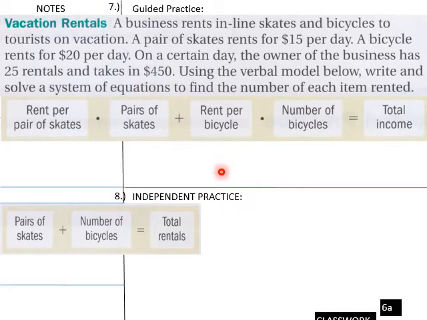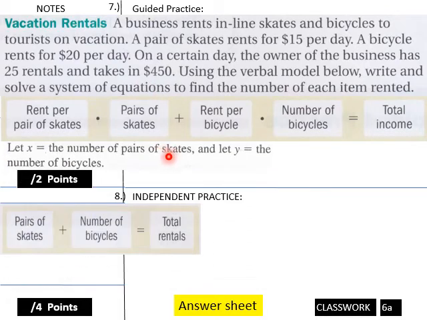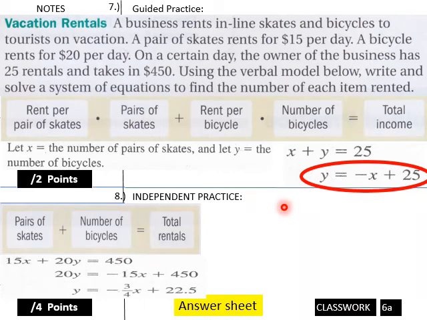So to do this for part A, what we need to do is let x equal the number of pairs of skates and let y equal the number of bicycles. So x plus y equals 25. So he had total rentals of 25. And then solving for y, y equals negative x plus 25. So there we solve for y.